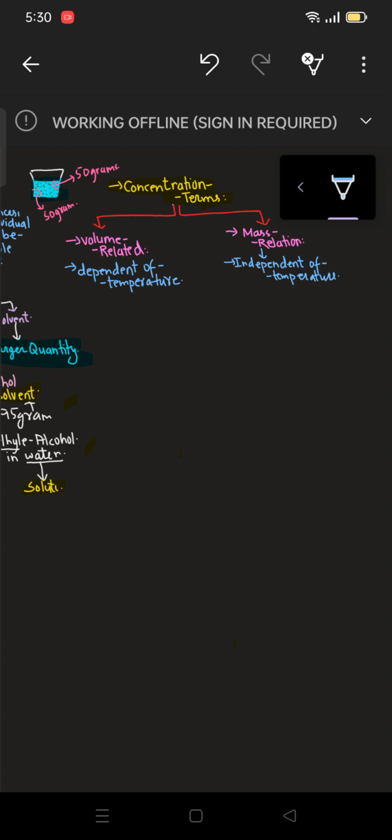And this is what we studied in Charles's law, right? Temperature is directly proportional to the volume. But secondly, if the concentration terms are mass related, the temperature will not affect them. They will be independent of temperature, right? So we actually divided concentration terms since we need to have a look at the effect of the temperature on the concentration terms. That's why we divided them into volume related and mass related.